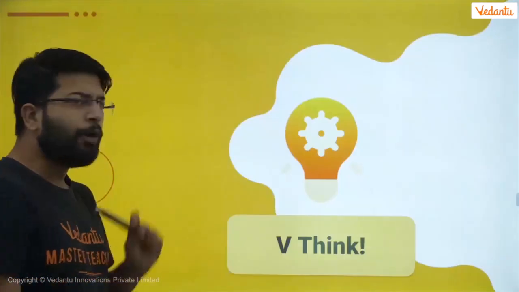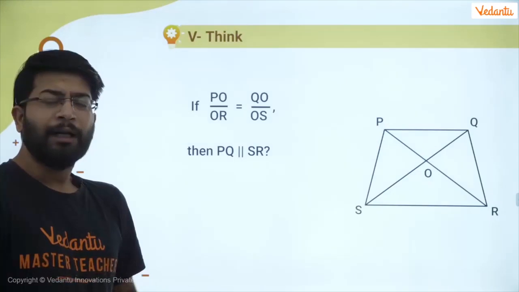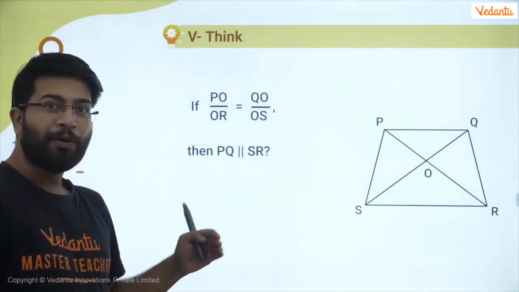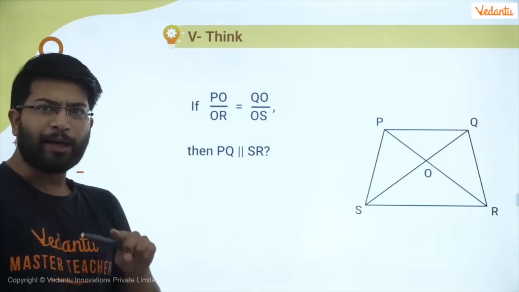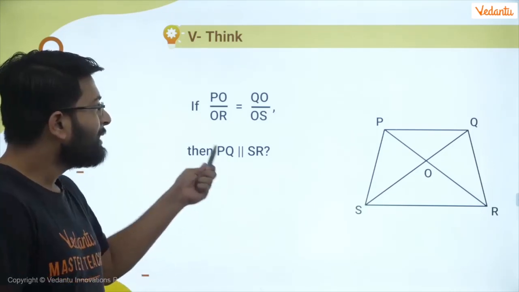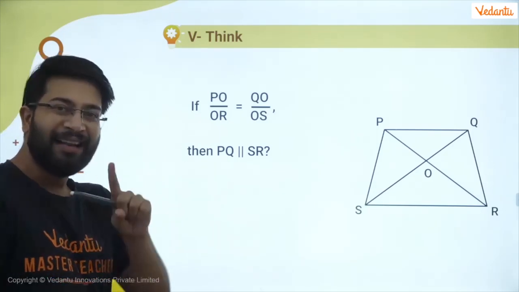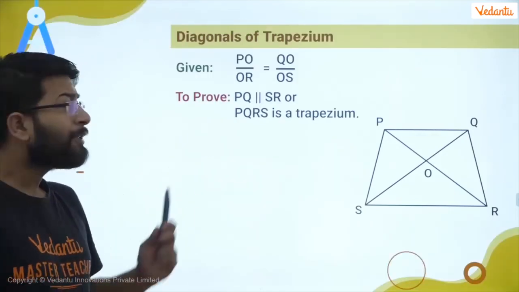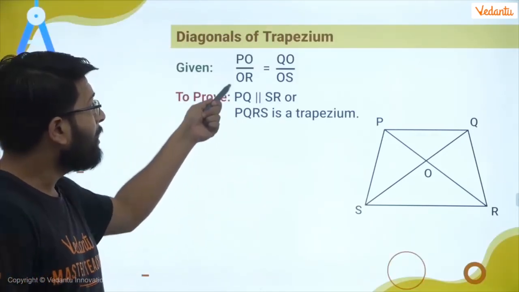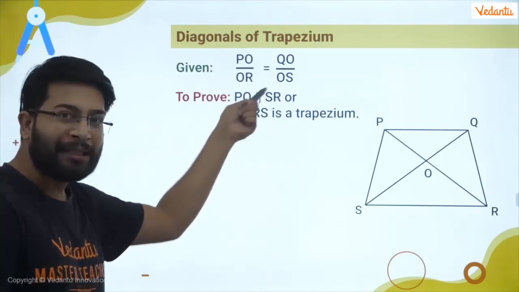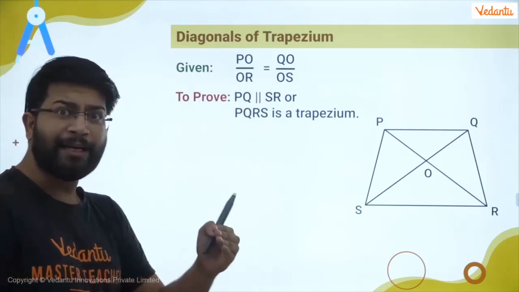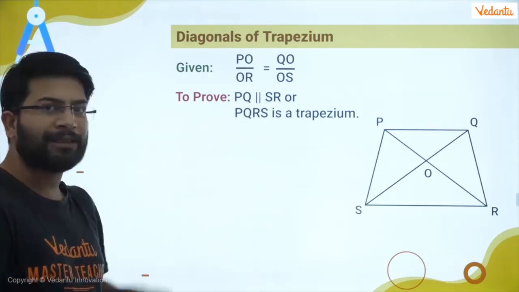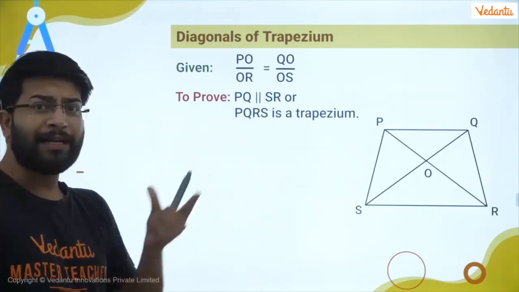Very good. Now, champ, one question to think about. Let's say this condition is given, that the ratios in which the diagonals are divided are equal. Then can we say the sides will be parallel? Let's figure it out. Champ, let's prove this with the help of BPT also. Let's say it is given that the diagonals intersect and are divided in the same proportion, and we have to prove that PQ and SR are parallel. That means it is a trapezium.